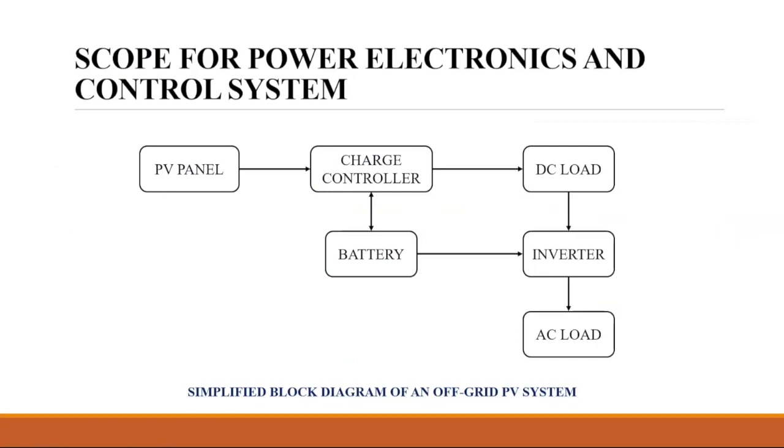Why? Because, as sir mentioned, the limitation with solar is that it's not available 24 hours, only for some time. So with the help of the battery, we are storing the remaining power back into the battery. It's a storage system. So basically, this is a simplified block diagram of an off-grid PV system, right?